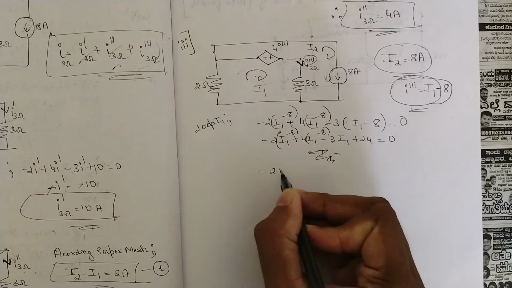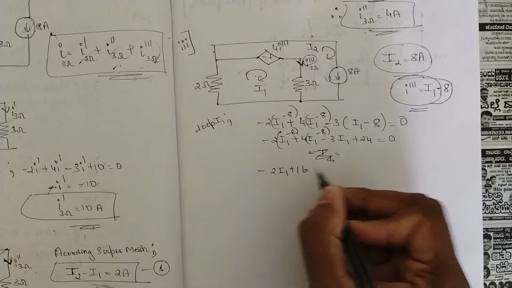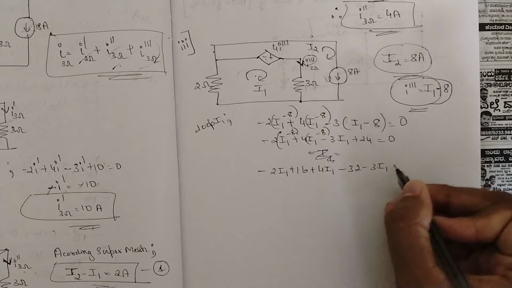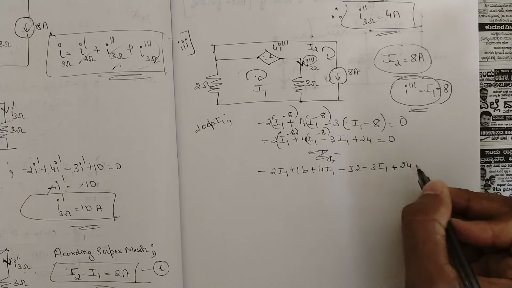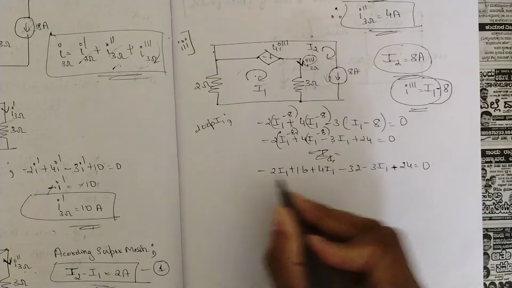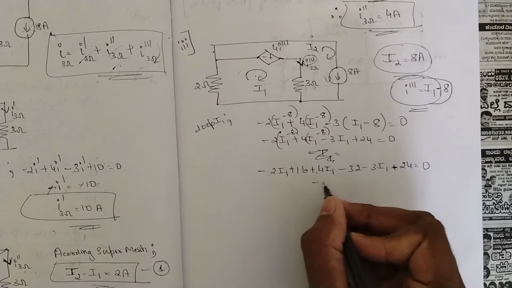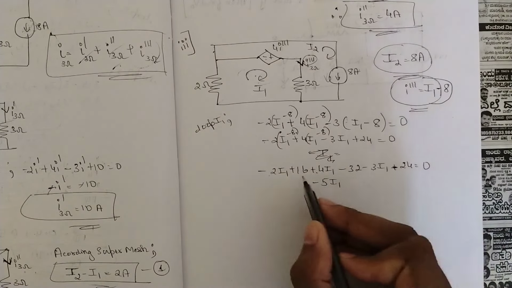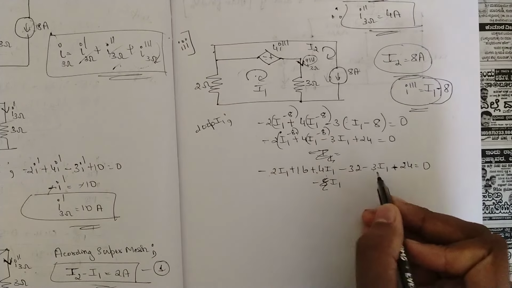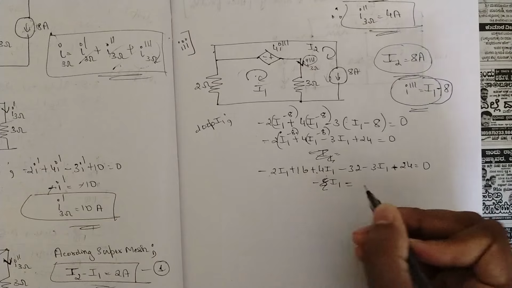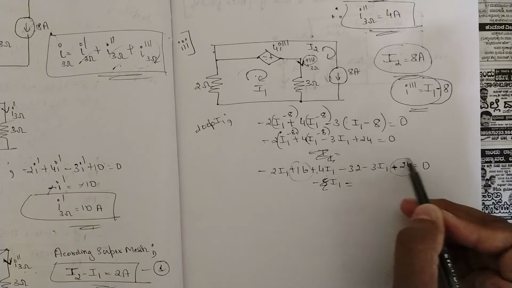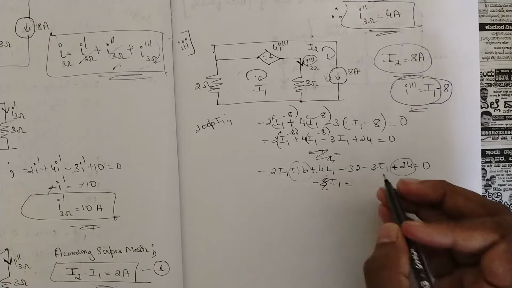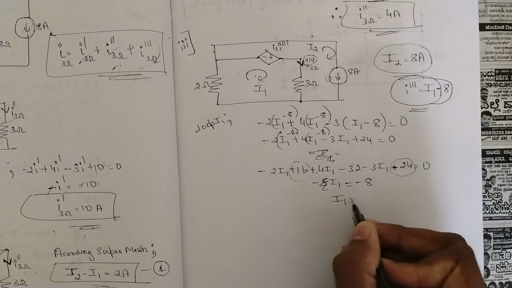Now solve. That is minus 2 I1 minus 8, which gives plus 16, plus 4 I1 minus 4 8s are 32, minus 3 I1, and plus 24 equal to 0. Make that correction. Then minus 2 plus 4 minus 3, that is equal to minus I1, because minus 2 minus 3 is minus 5, plus 4 is minus 1. This is equal to, then we have 16 plus 24, that is 40, minus 32 is 8. If you bring 8 to the other side, it would be minus 8. So I1 is equal to 8 amperes.